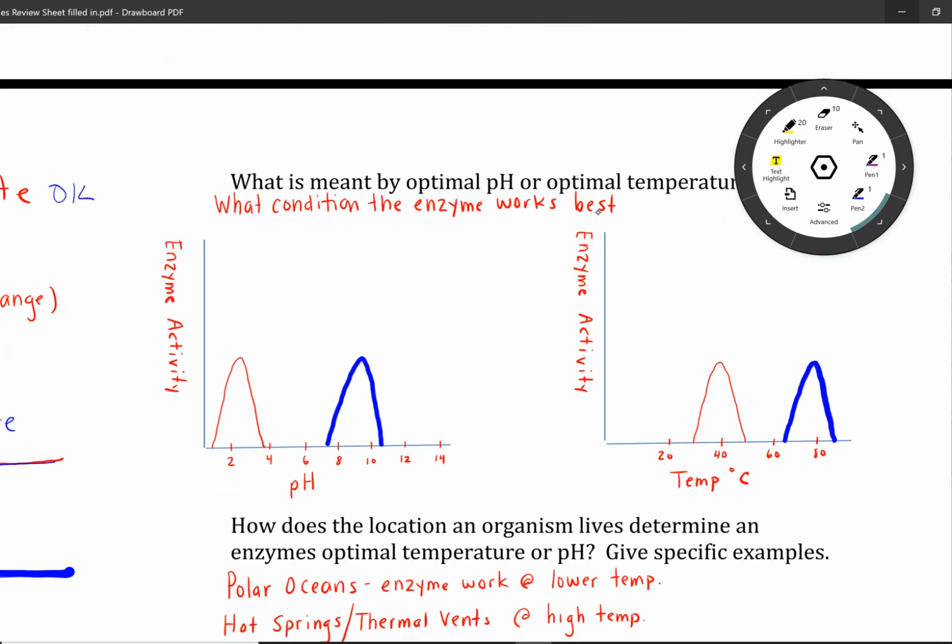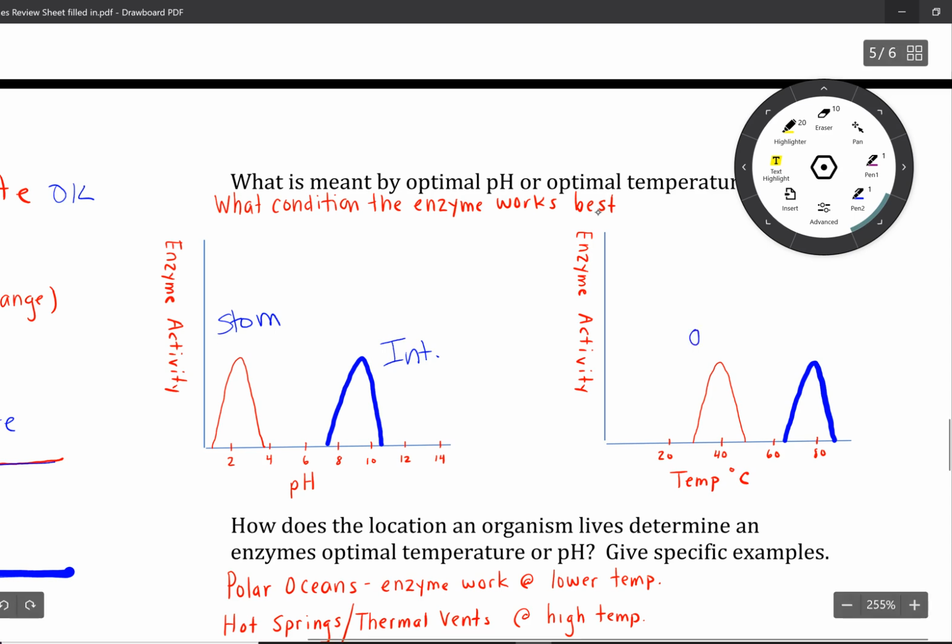Well, what about optimal temperature and optimal pH? In this example on the left, the optimal pH for the red line is about 2, maybe 2.5. This may happen in your stomach. And in the blue line, it's about 9. That may happen in your intestines. It just goes to show that different sections of your body have different pHs, and the enzymes there will work at their own specific conditions.